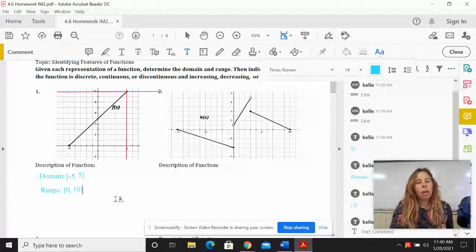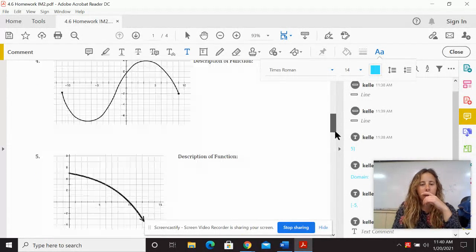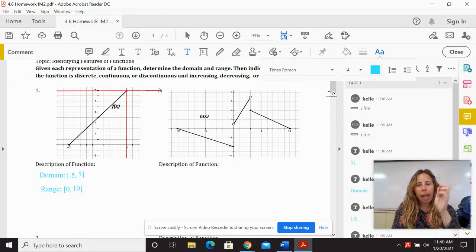What else do we have to do? Then indicate, oh, so a discrete graph, I don't think any of these are discrete. Let me look real quick. Okay, no. None of these are discrete. Discrete is when you just have points with no lines connecting them. This one is actually continuous. Continuous means there are no breaks in the graph. It's just one continuous line. I can draw this without ever picking up my pencil.